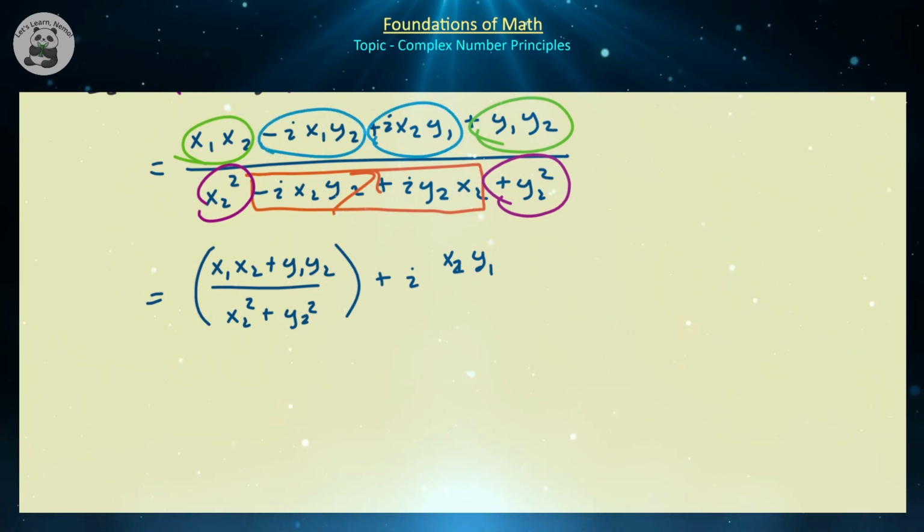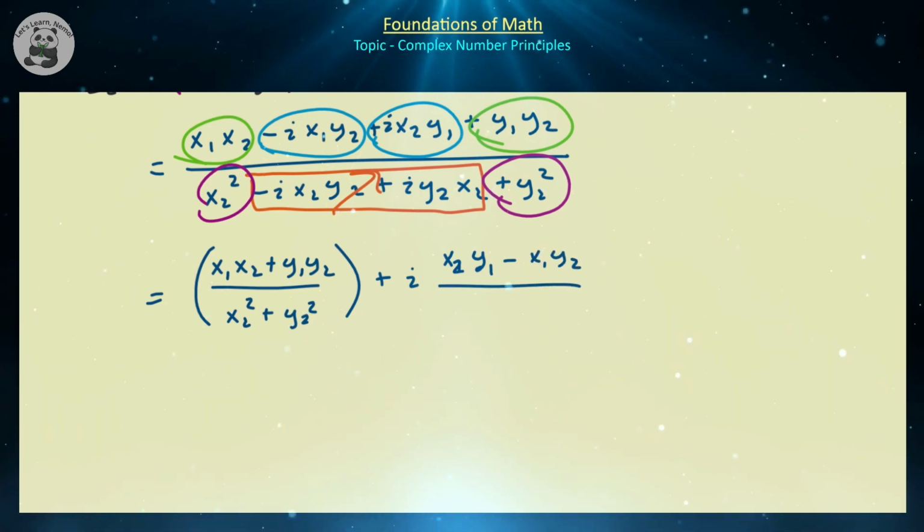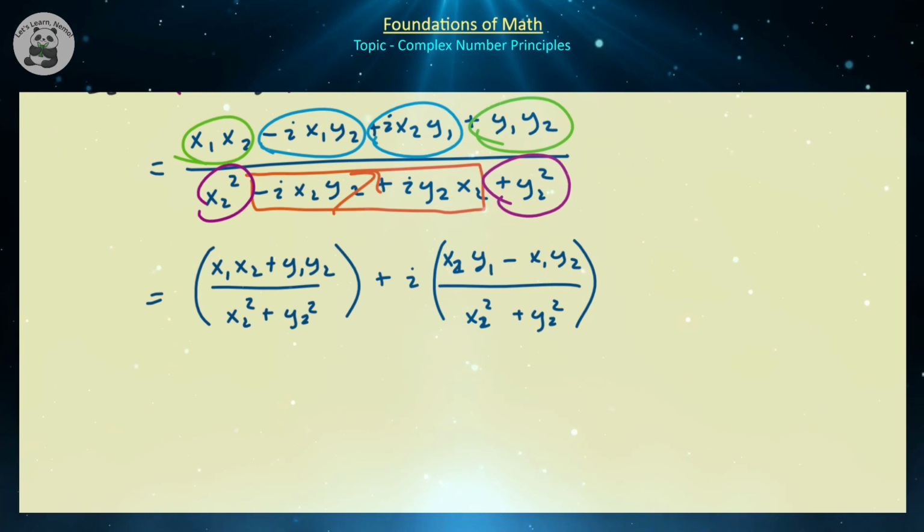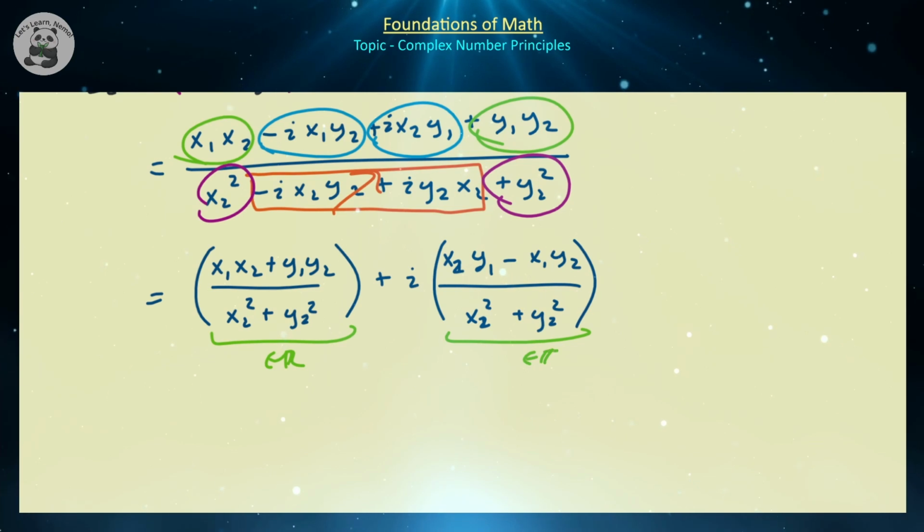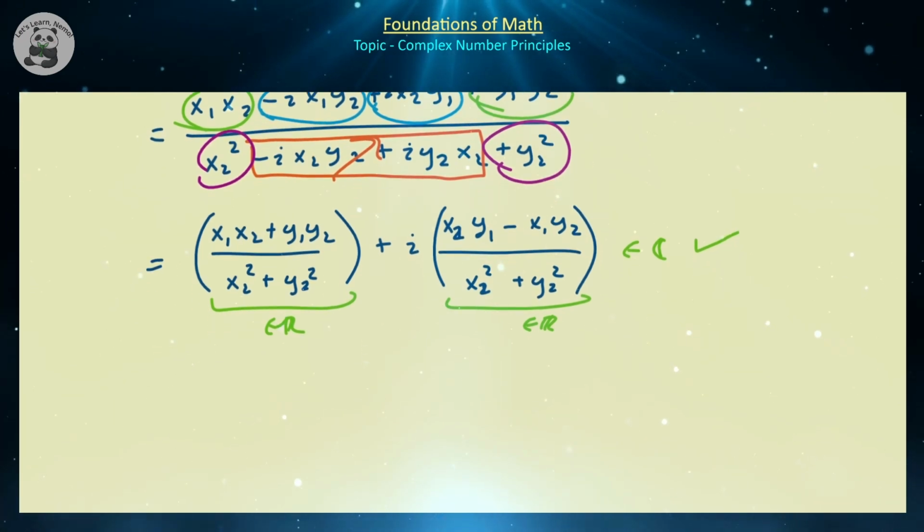Yeah, let's do (x2 y1 − x1 y2) all over (x2² + y2²). Right? And that gives you the complex representation of the division of complex numbers, because we know that x1, x2, y1, y2 are all real, so this is just a real number. This is just a real number, so we have real plus i real, which we know is going to be a complex number, so everything checks out.